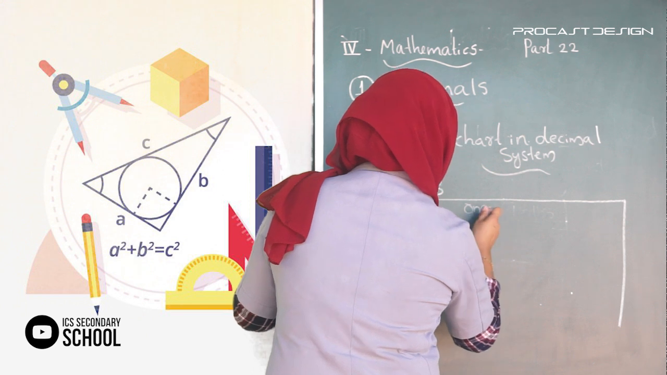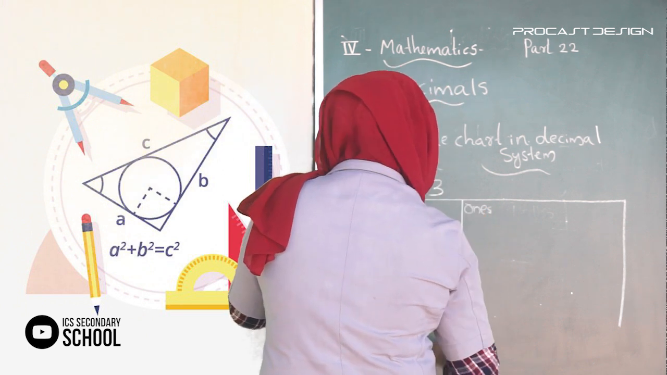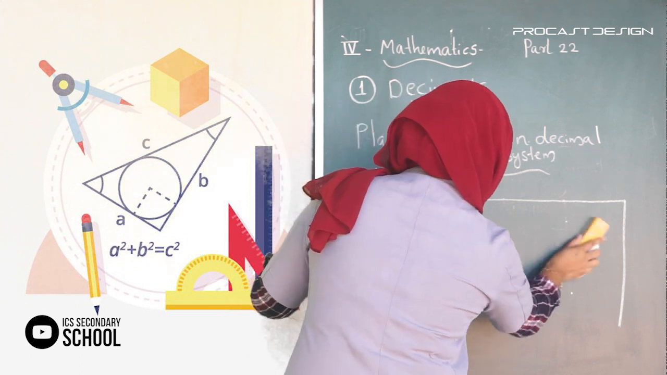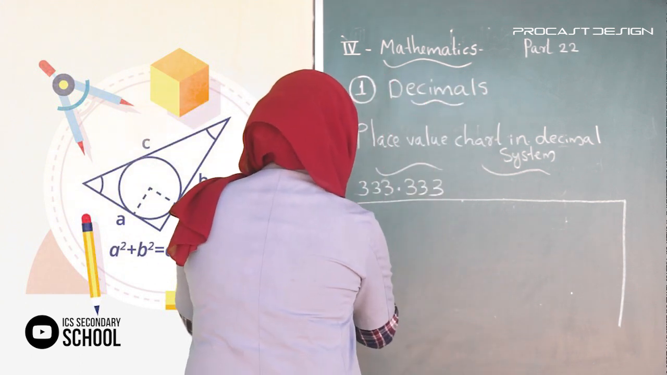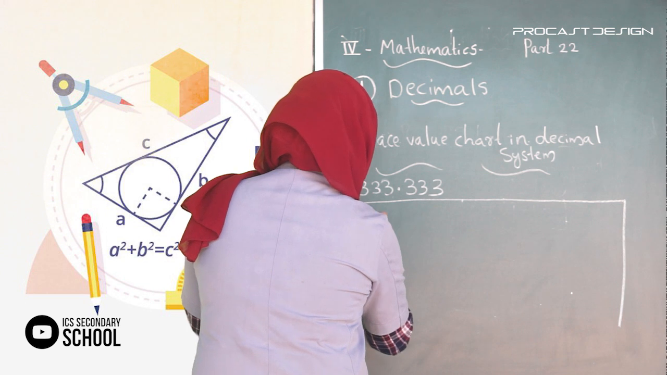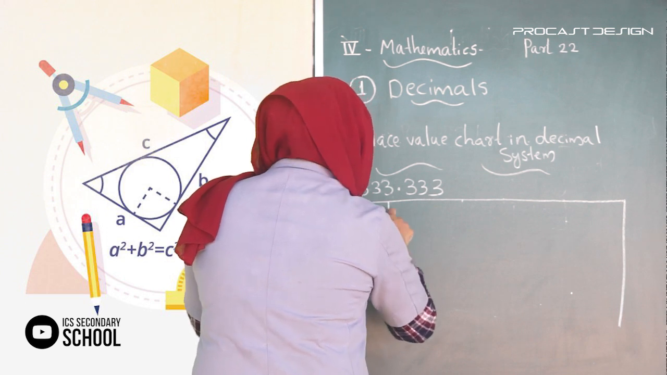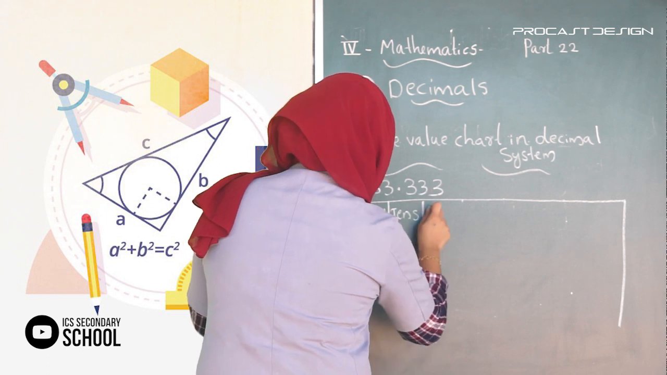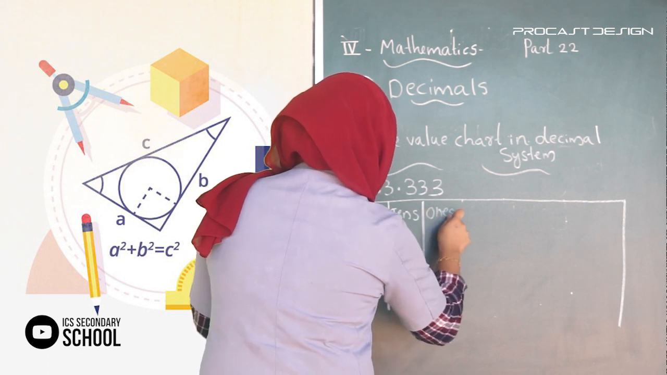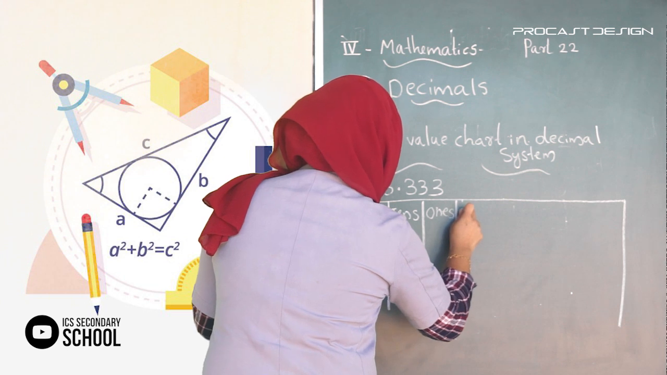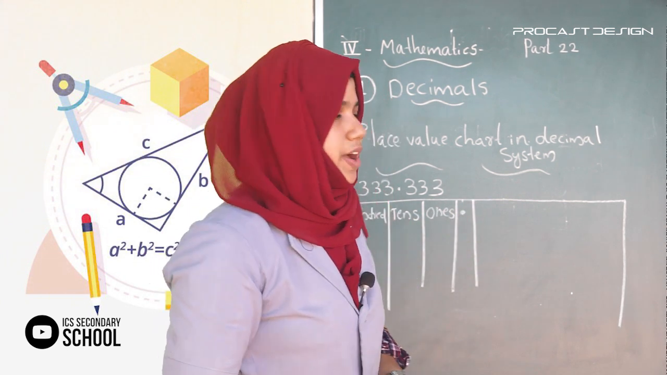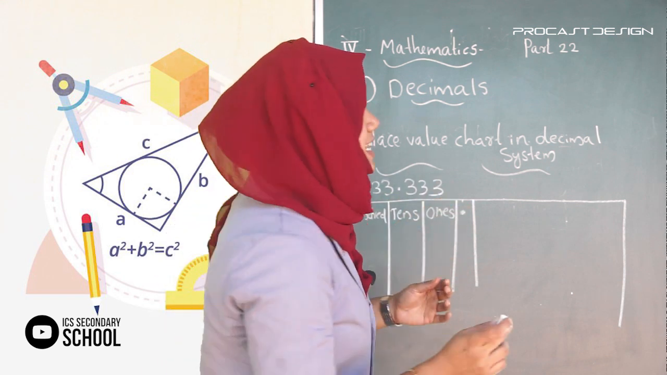Ones, can write from here. Hundreds, tens, ones. Next is point, decimal. This denotes the decimal point. The next place is, yes, tenths.